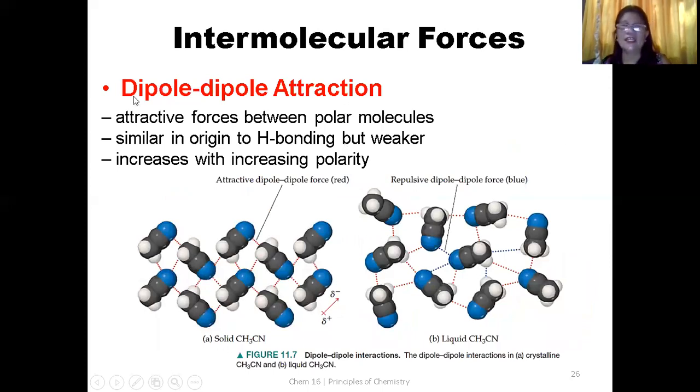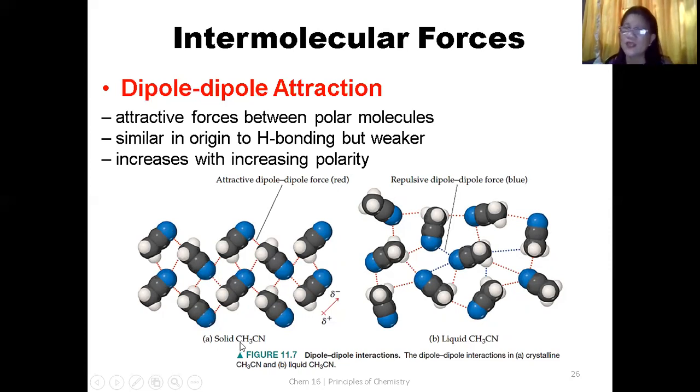Na? Kani, a dipole-dipole attraction is an attractive force between polar molecules. No? What are polar molecules? For instance, the organic compounds, they are polar molecules. So similar in origin to hydrogen bonding but weaker. Na? Weaker ang klase. So it will increase if you are going to increase its polarity.